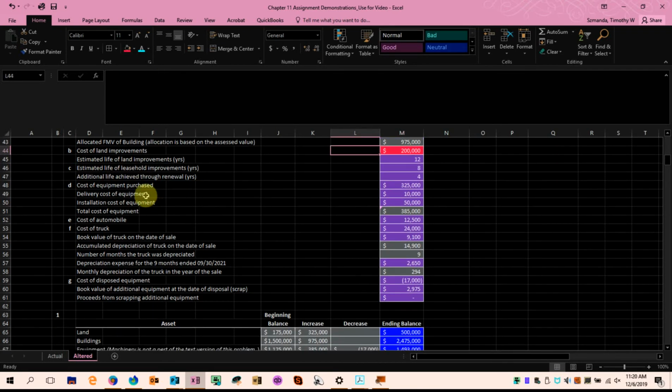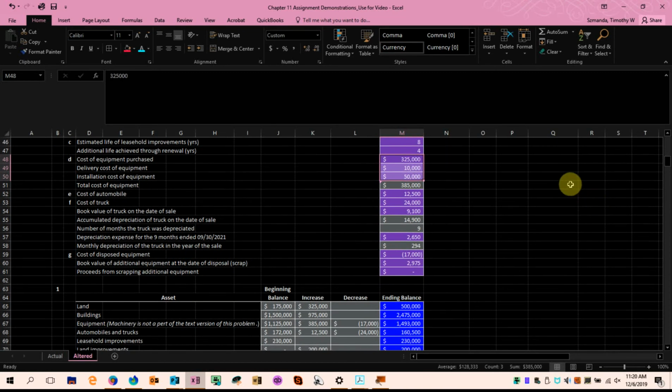When we get down to the cost of the equipment, please note that the cost of the equipment includes the purchase price, delivery, and installation costs. So I listed the total cost at $385, which is the sum of $325, $10, and $50. So that is your total cost on the equipment.